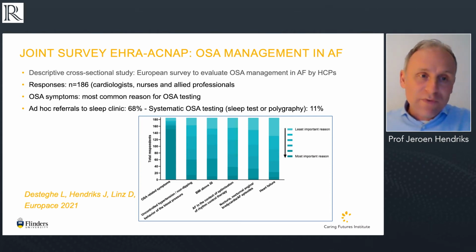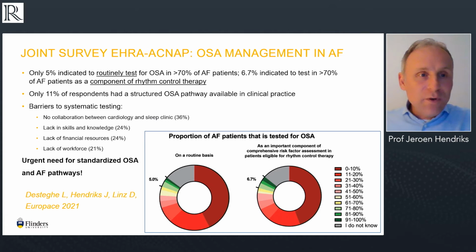What we found from the survey is that there's a lot of ad hoc referrals to sleep clinics, about 68%. And there's only 11% who reported to do systematic OSA testing, so referring patients for a sleep test or polygraphy. Now, if we look into the further screening of patients, only 5% of respondents indicated to routinely test for sleep apnea in more than 70% of AF patients, and about 6.7% indicated to test in more than 70% of patients as a component of rhythm control therapy. So these are really low percentages in this survey.